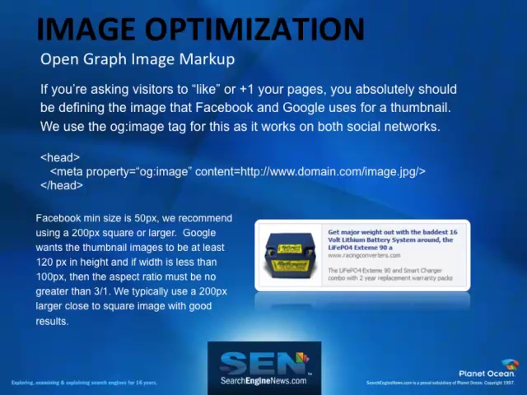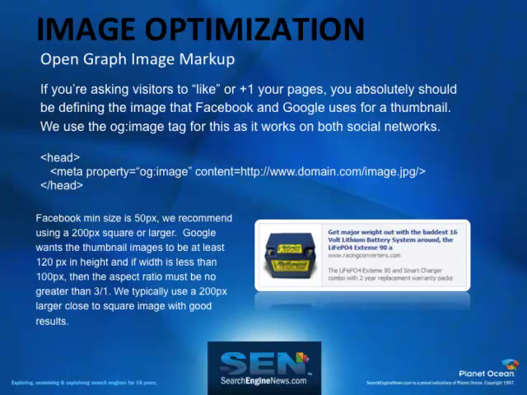This is a very simple tag right here, meta property equals OG:image, and then the URL for the image. We use that so that we can get a nice looking result in Facebook and Google Plus when somebody shares the page. Facebook's minimum size is 50 pixels, but we recommend using a 200 pixel image square or larger. Google wants the thumbnail images to be at least 120 pixels in height, and if width is less than 100 pixels, then the aspect ratio must be no greater than 3:1. We typically use a 200 pixel or larger image that's close to square, and that typically works just fine.